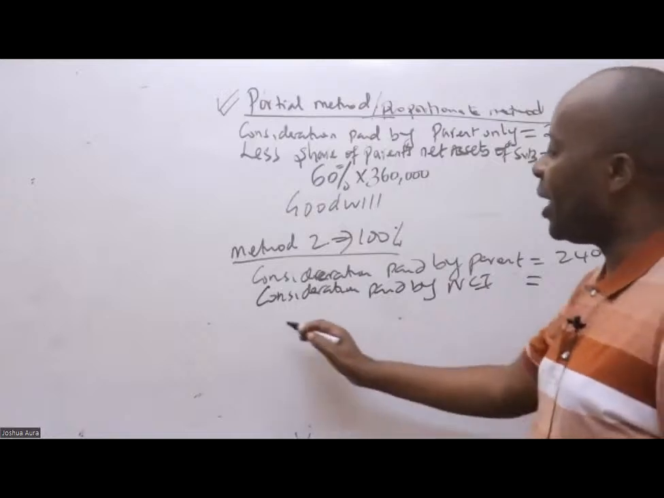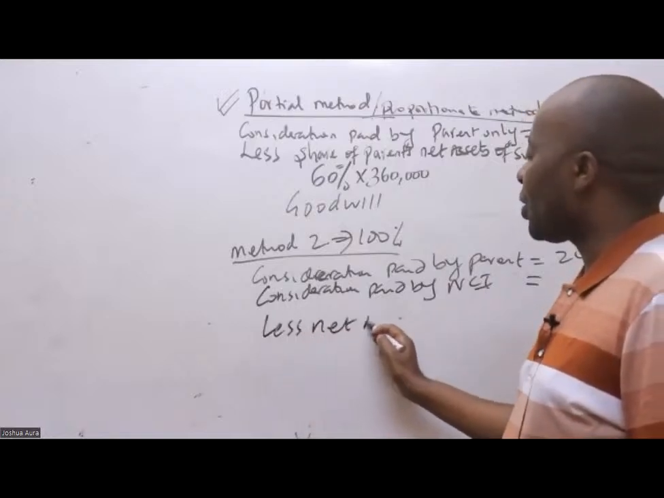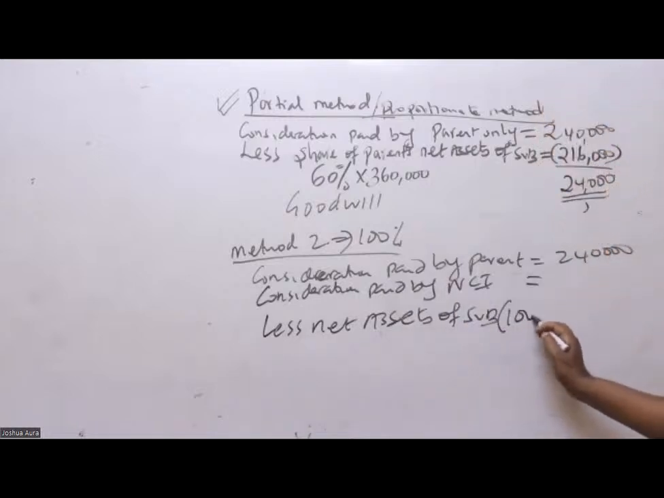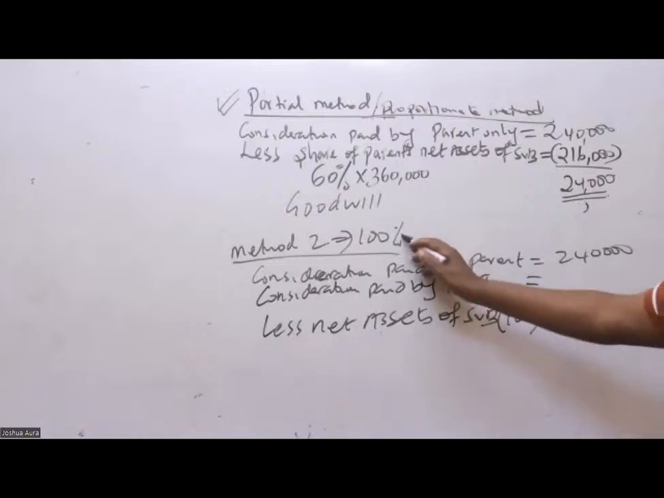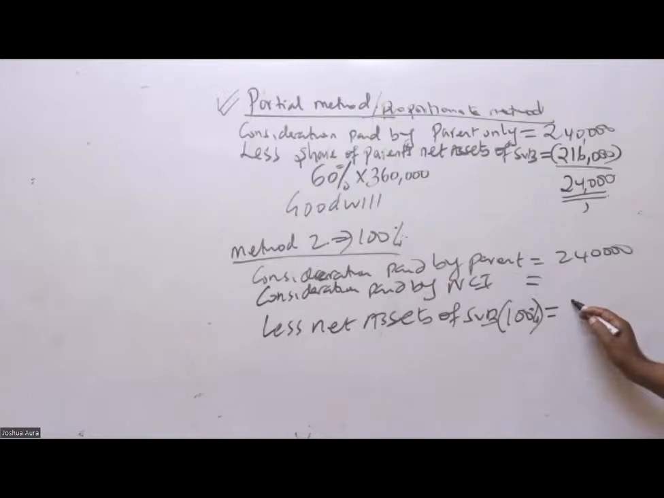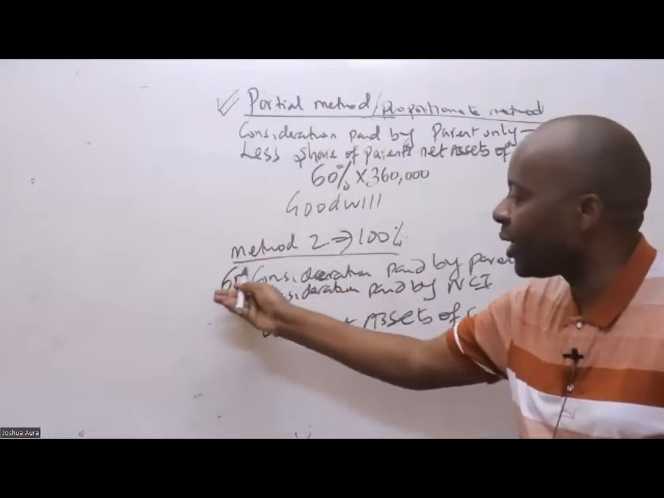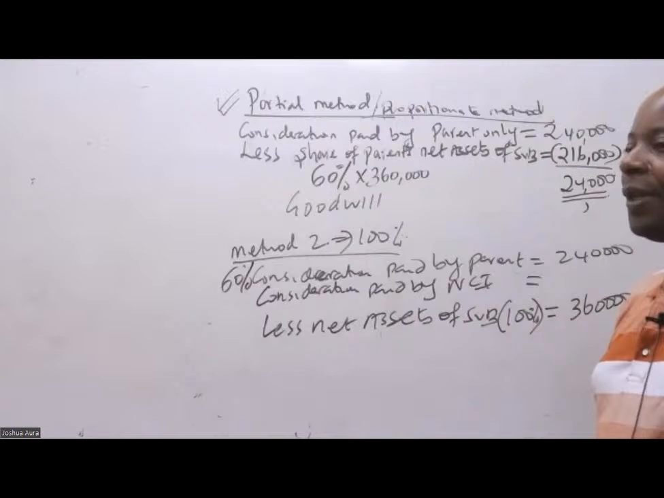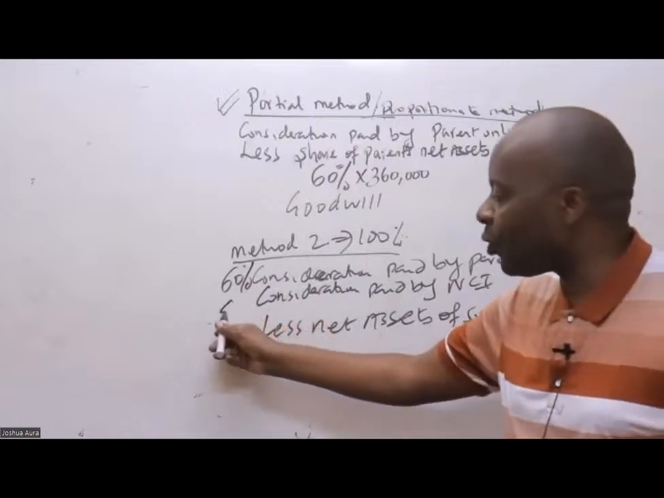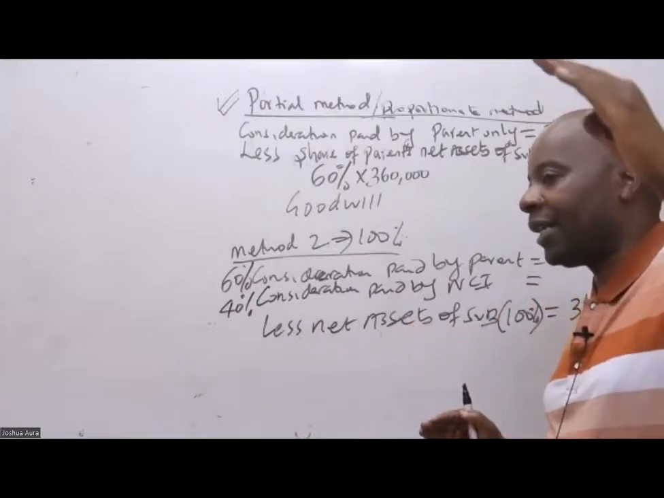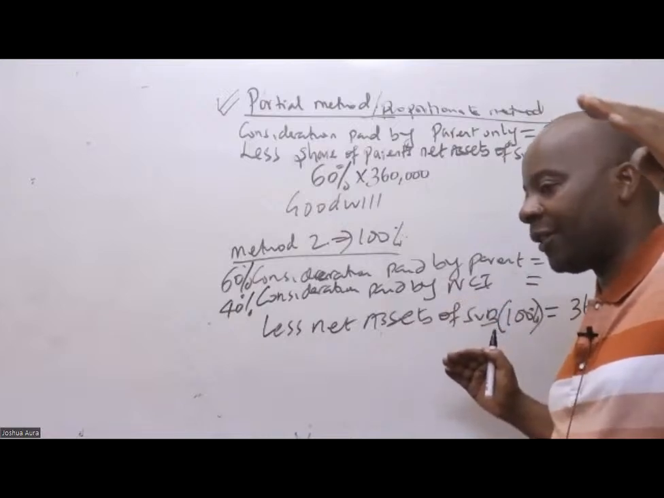And then, of course, we have here less the net assets of the subsidiary, because it's 100% method, 100% reasoning, they'll come and use the 360,000. Now listen, remember it's 100% reasoning. This parent company had 60%. Now, NCI must be having 40%. If the parent has 60%, NCI must be having 40%.